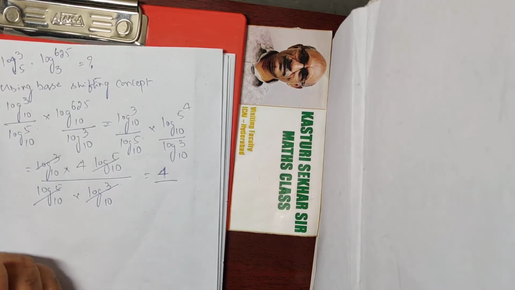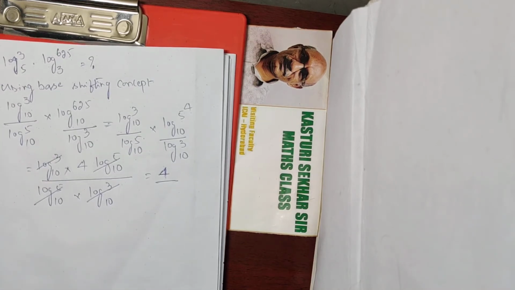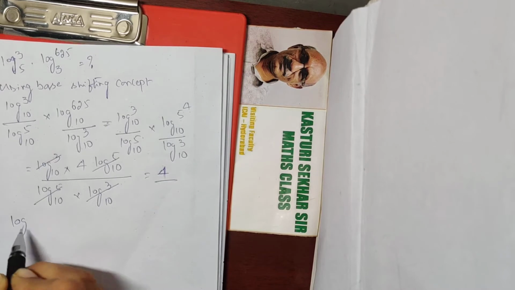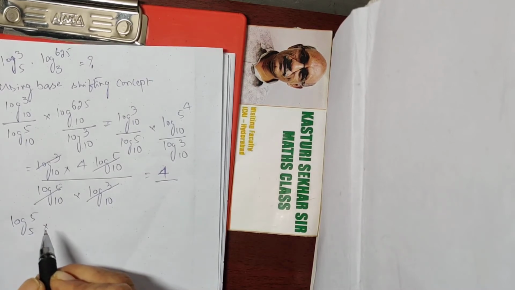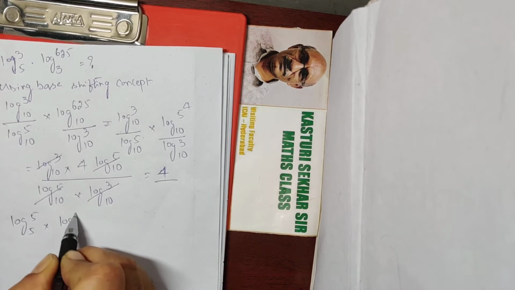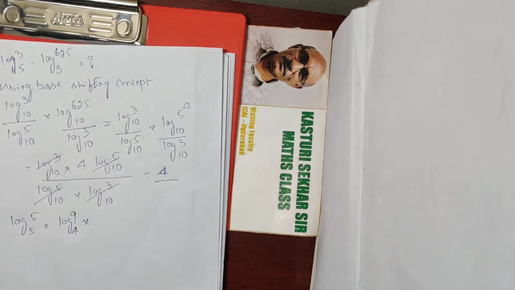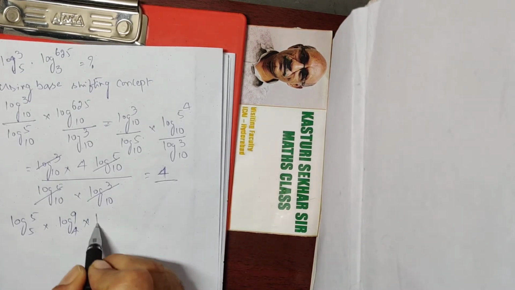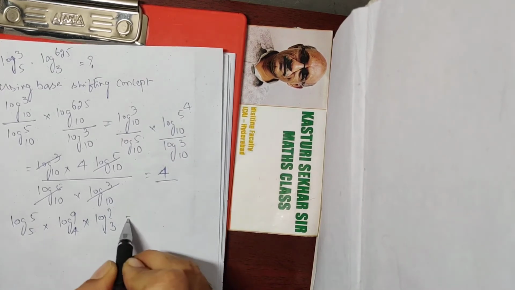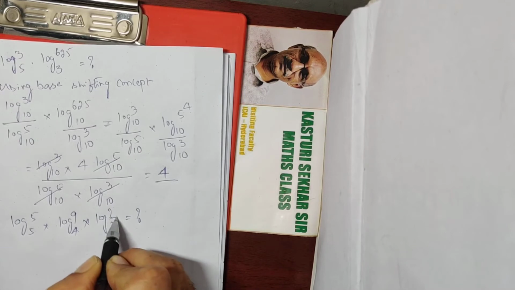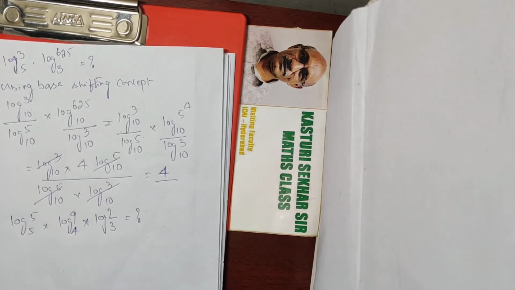Now let us see one more question for this. Next question is log 5 to the base 5 into log 9 to the base 4 into log 2 to the base 3 is equal to question mark. This is my question.